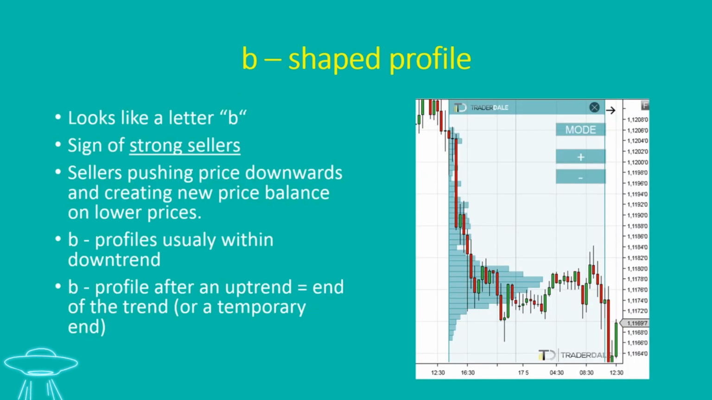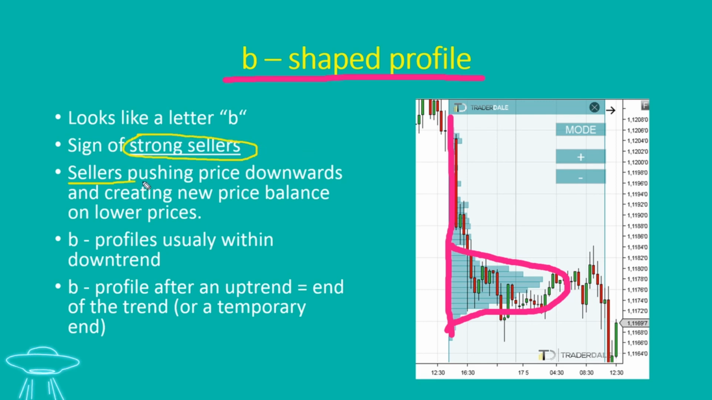The next shape is a B-shaped profile, and it is the exact opposite of the P-shaped profile. So if you look at this picture, you can see that it looks like letter B. That's why it's called B-shaped profile. And the most important thing about it is that it is a sign of strong sellers. Sellers pushing price downwards and creating new price balance on lower prices. They are creating new price balance in here.